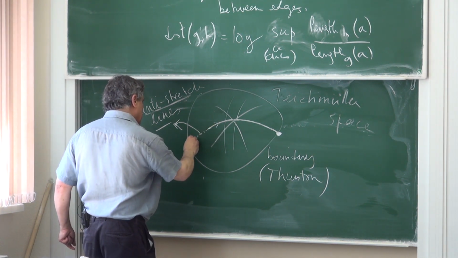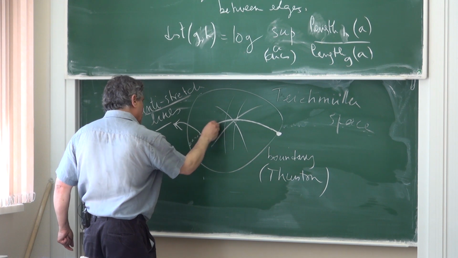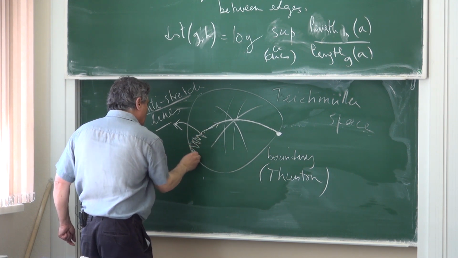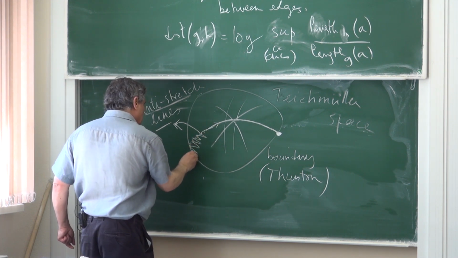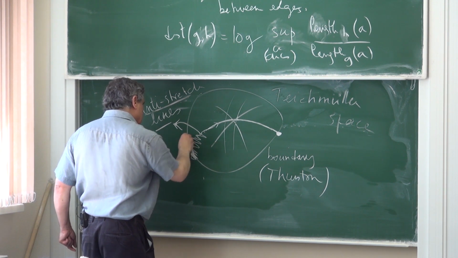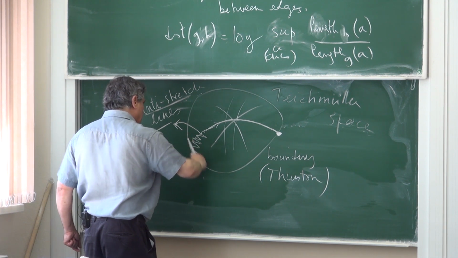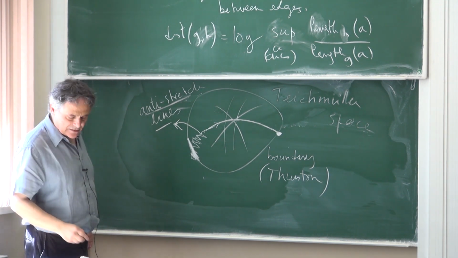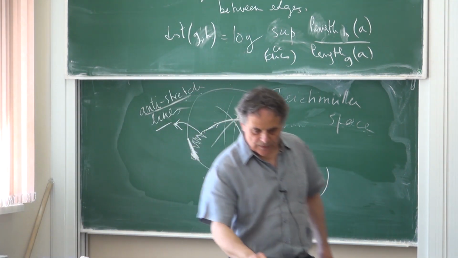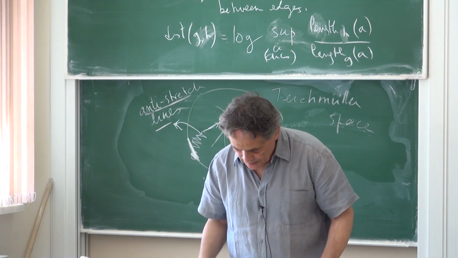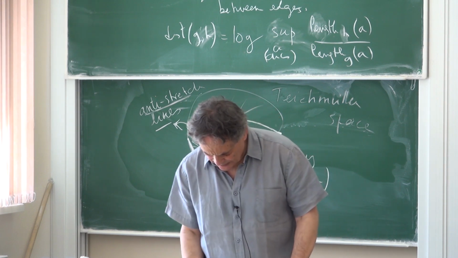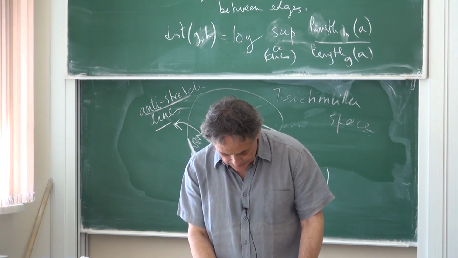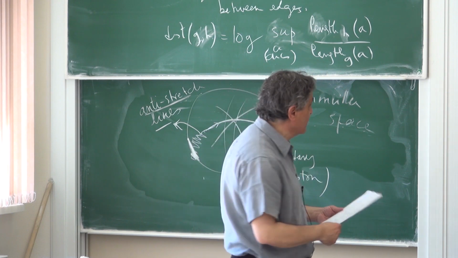And then you can ask about the behavior here. Do they converge to a point, or do they converge to something else than a point? What is the adherence in the boundary, and so on. These are the good questions, and this is what I want to talk about today. I want to give a few references on this.